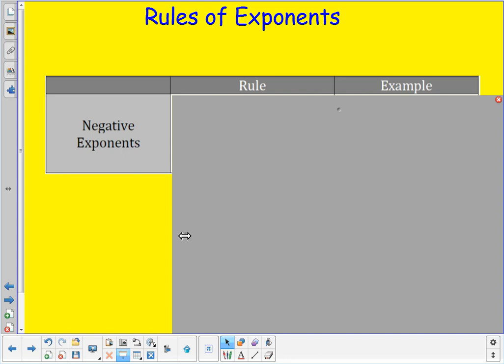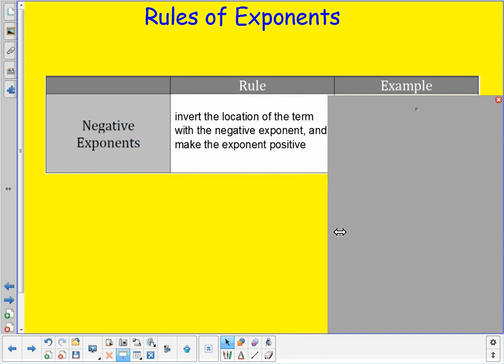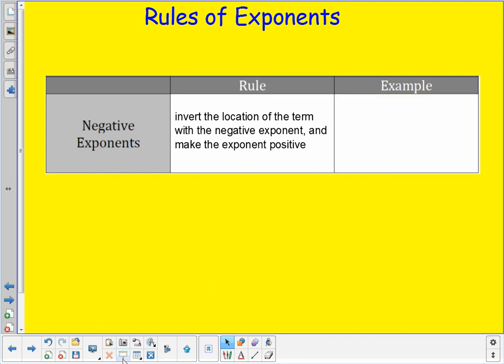So here's our rule. When you have a negative exponent, you're going to want to invert the location of the term with the negative exponent and make the exponent positive. Okay, invert the location of the term with the negative exponent, and I'll talk about what that means because that's probably kind of some tricky wording. And then we make the exponent positive.